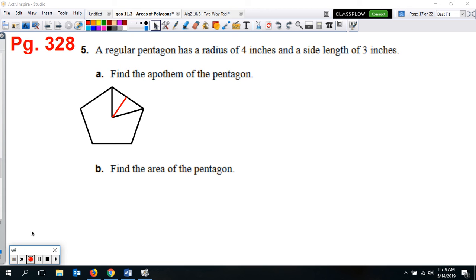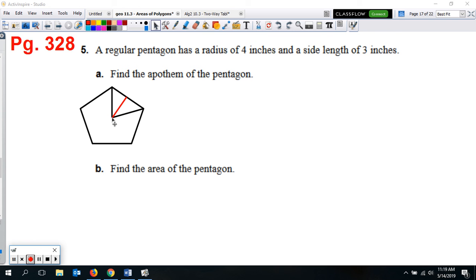Okay, on page 328, number 5: a regular pentagon has a radius of 4 inches and a side length of 3 inches. So the first thing to do is to draw the best you can. Just draw a pentagon, 5 sides like I have here, and then try to find where the center would be for a center point.